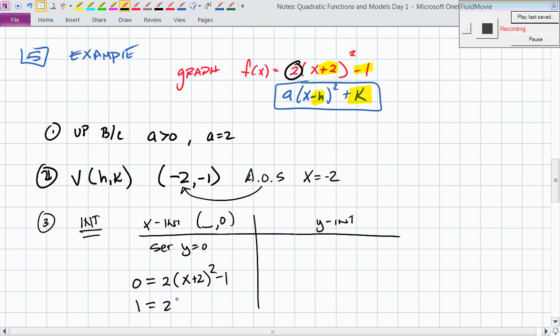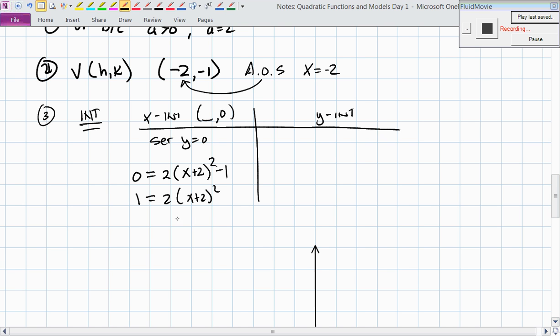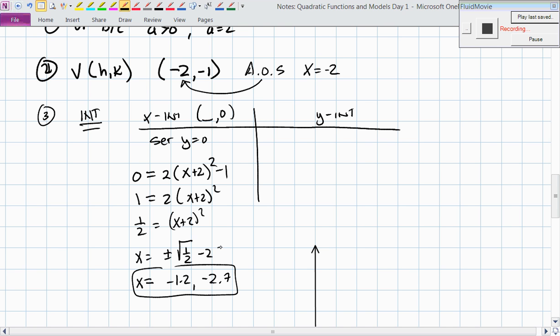So I get 1 is equal to 2 times x plus 2 quantity squared. All right, now I can easily solve this for x here. I'm going to get 1/2 is equal to x plus 2 squared. So x is going to be plus or minus the square root of 1/2, minus 2. Now, when you plug this into the calculator, you get two answers. You get -1.2 and you get -2.7. So I encourage you right now to plug this in your calculator and get the two answers. Now, the two answers I'm talking about are the positive square root of 1/2 minus 2 and the negative square root of 1/2 minus 2. There's two of them there.